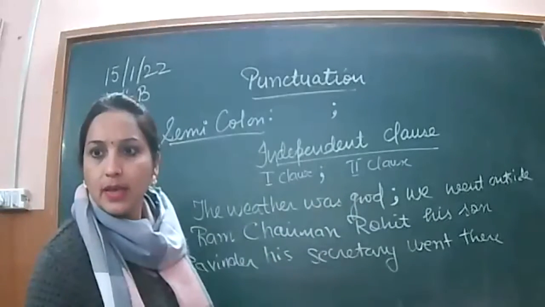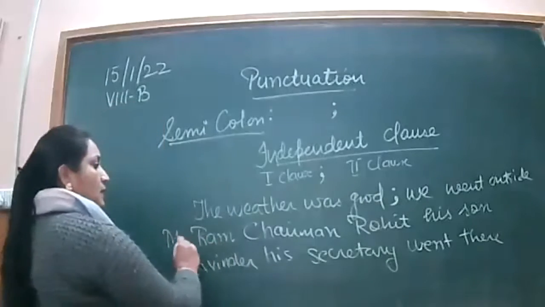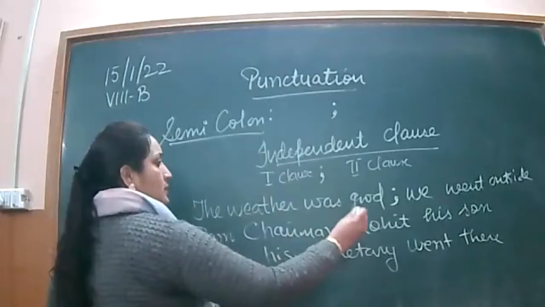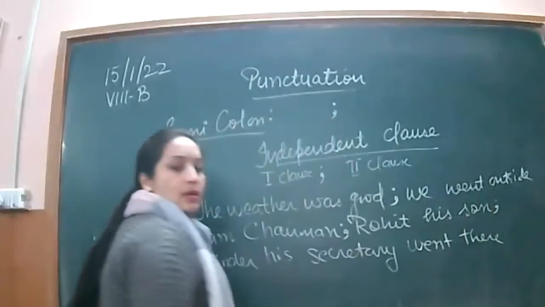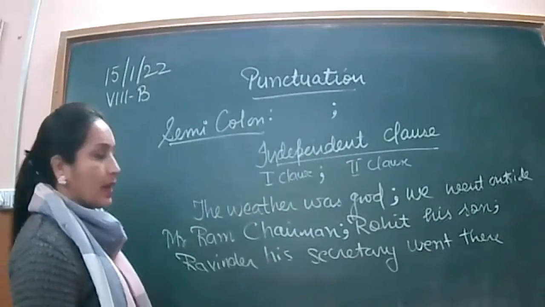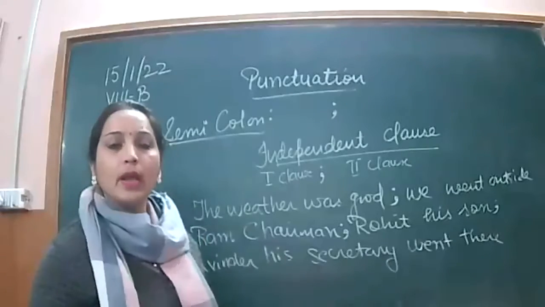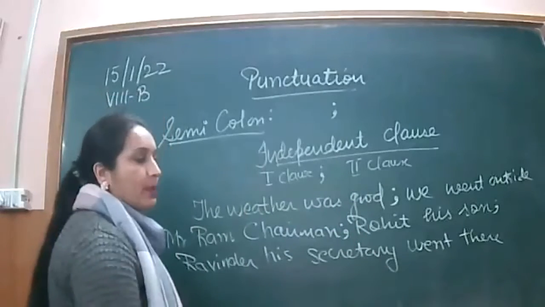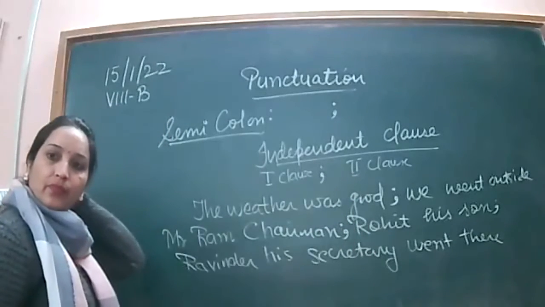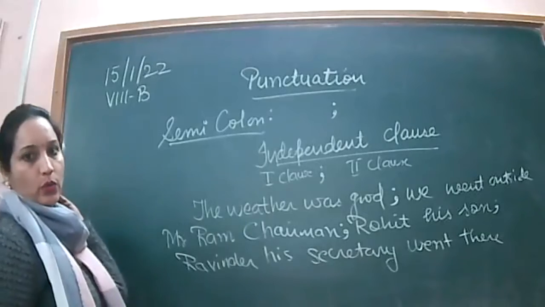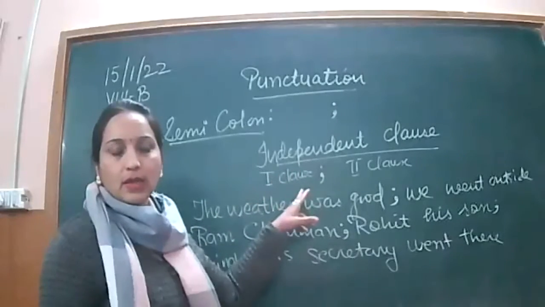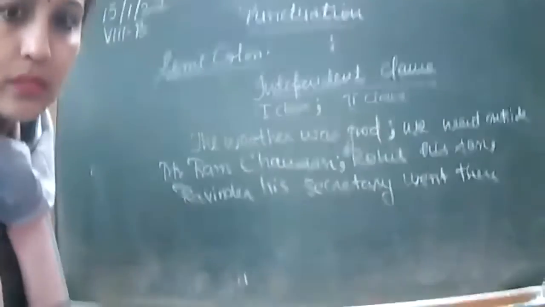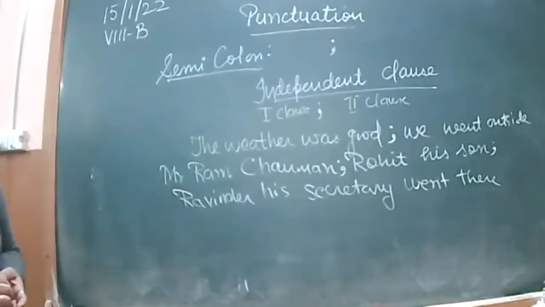So in this case, what we will do is, after Mr. Ram, chairman, we will put a semicolon. Okay, and after that, Rohit, his son, then again we will put a semicolon. Ravinder, his secretary. So these three persons along with their designations are given. In order to differentiate them, here you will be using semicolons in between. Okay, so this is the use. First, when two independent clauses are given, this is the use of semicolon.